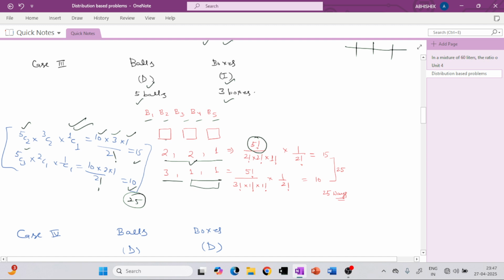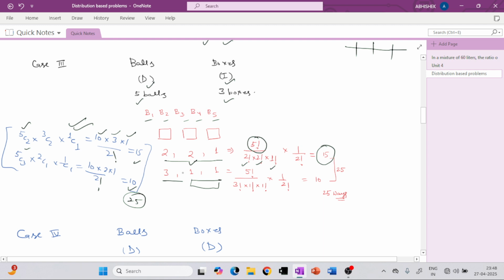So two balls inside the first box, 2 factorial ways, two balls in the second box, again 2 factorial ways, and one ball only in the third box, so you can write 1 factorial, into 1 by 2 factorial. Why? Because two boxes are similar. In the first two boxes we are putting two balls, so they will look like the same boxes from outside. So divide by 2 factorial, it will become 15.